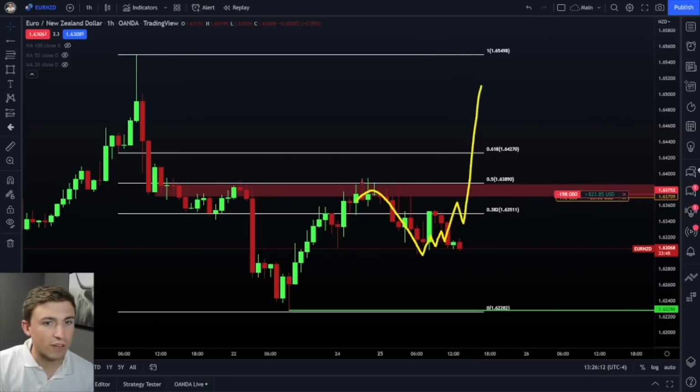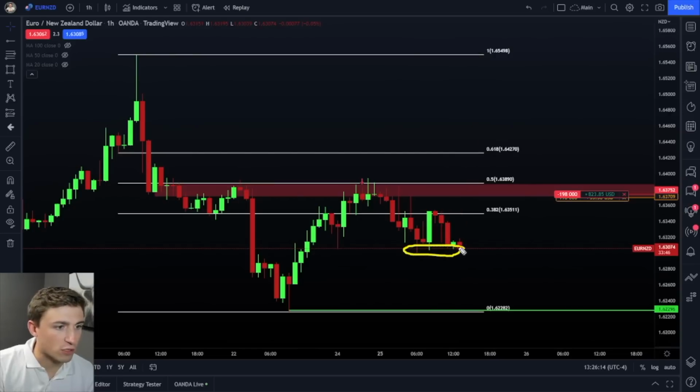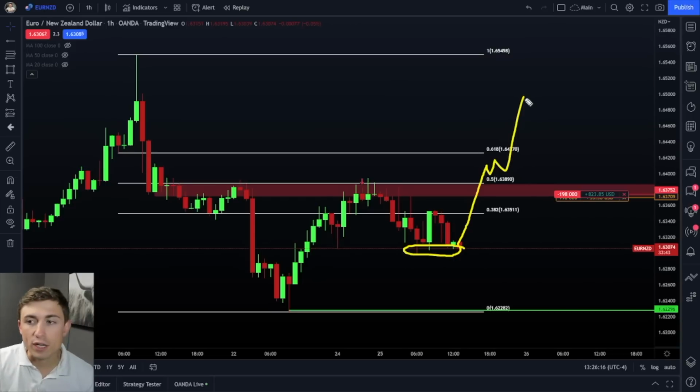And if we do in fact put in a higher low here and we start trending higher, I just want to go ahead and be out of the trade. Anyways, the entry wouldn't have been as ideal as I thought.